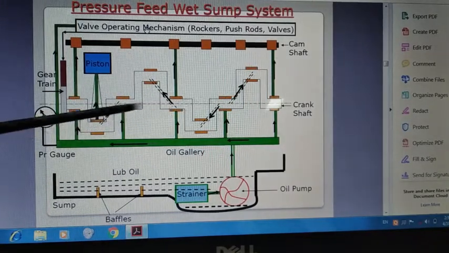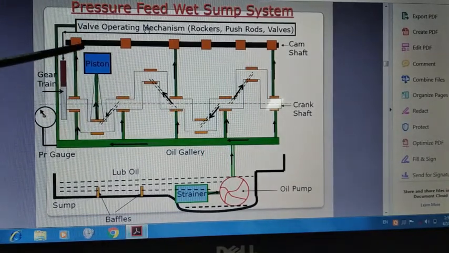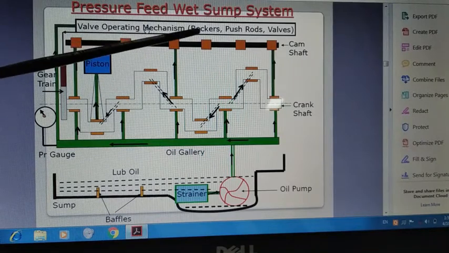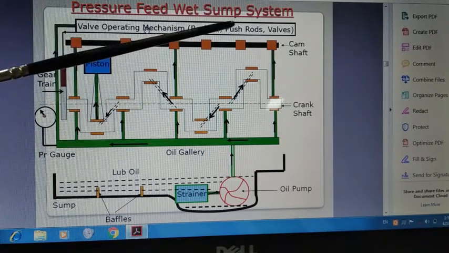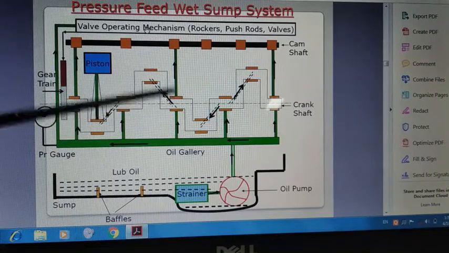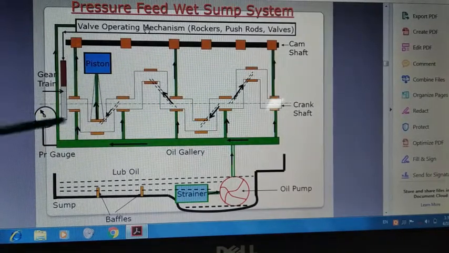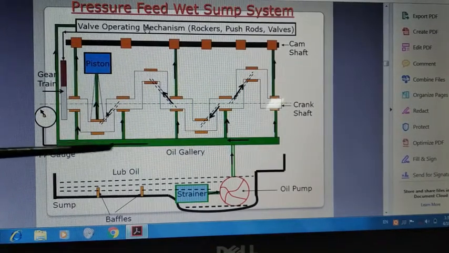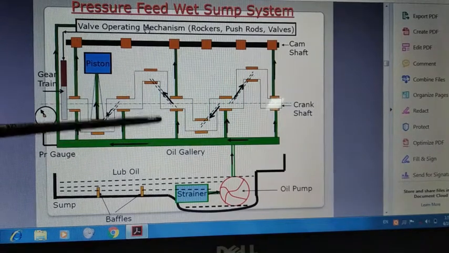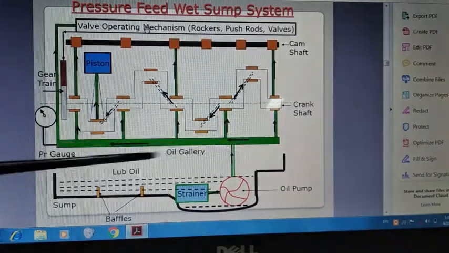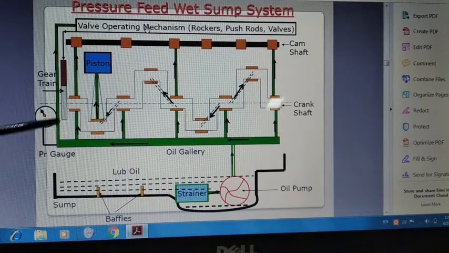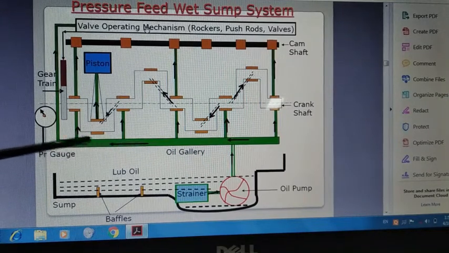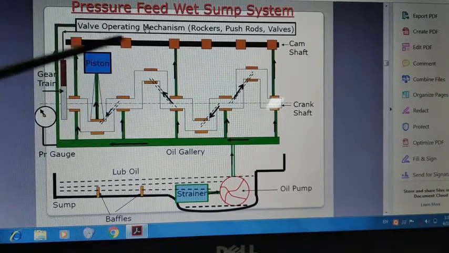everywhere to the bearings and to the timing gear and then to the valve operating mechanism, different components like rocker, push rod, valves. You can see the oil galleries. So everything shown by the green color here are the oil galleries through which pressurized lubricating oil will be circulated at the different parts.